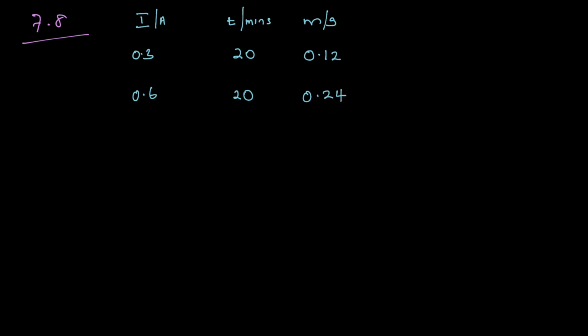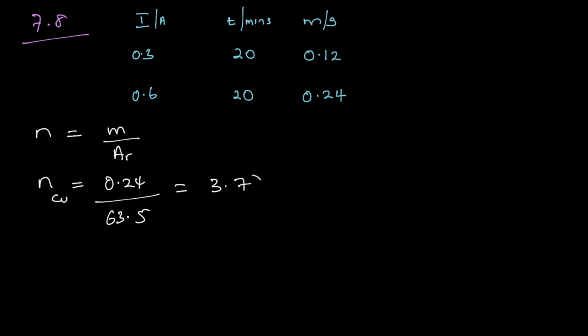From here, I know that mole is mass over relative atomic mass, in this case 0.24 over 63.5 for copper, and that equals 3.78 times 10 to the power minus 3 mole.